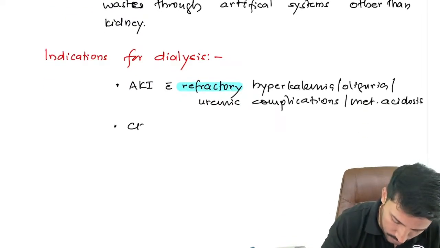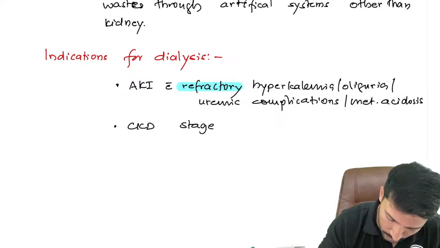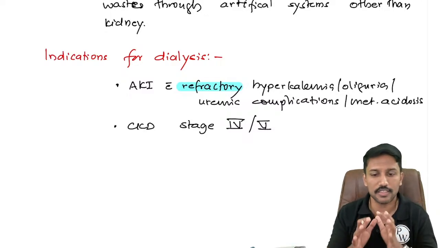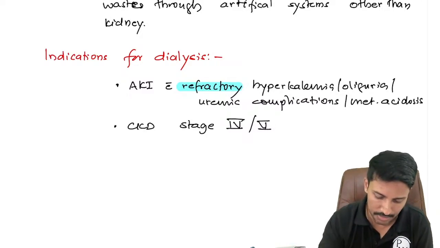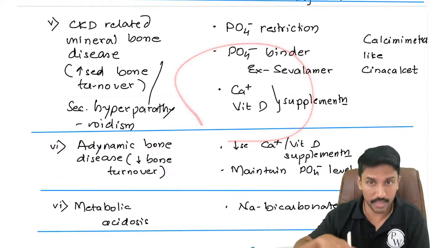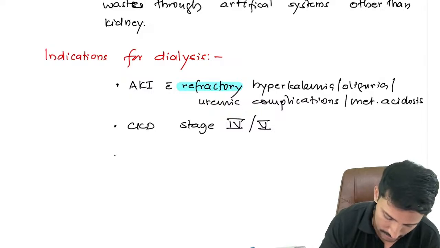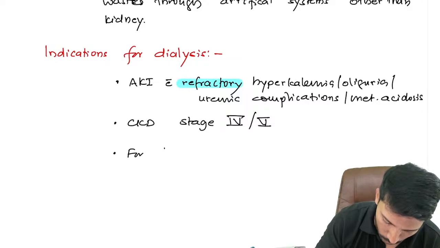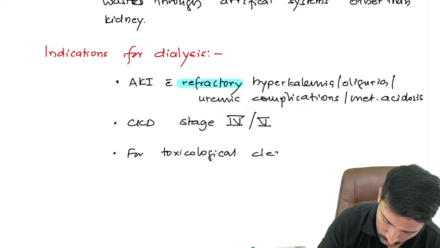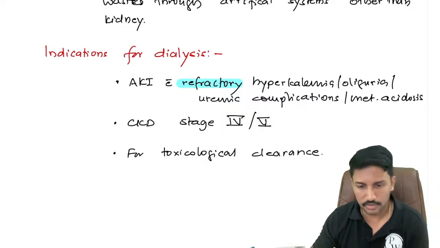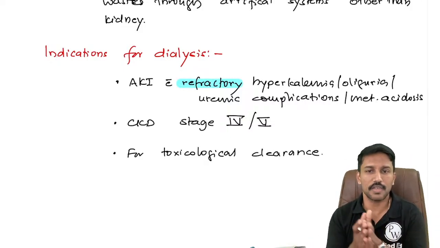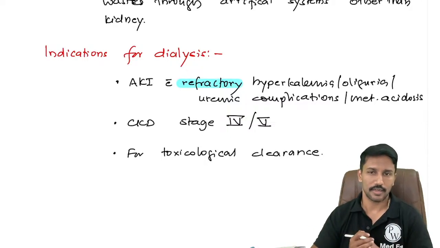Or CKD stage 4 or 5. That is where we generally think of initiating the dialysis prophylactically instead of reaching a stage where all these complications are non-manageable and then we start dialysis. It is better that once they reach stage 4 or 5, we should start the dialysis. And then you also have to remember toxicological clearance. There are a lot of dialyzable drugs, so if there is poisoning by any of those drugs which are dialyzable, we can also consider dialysis, right?